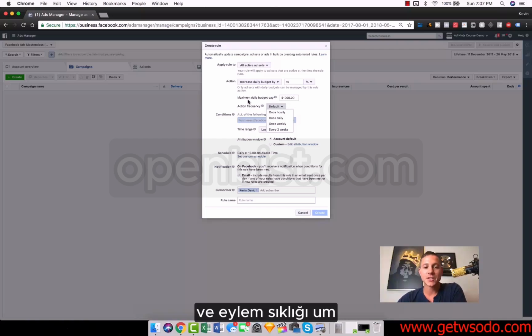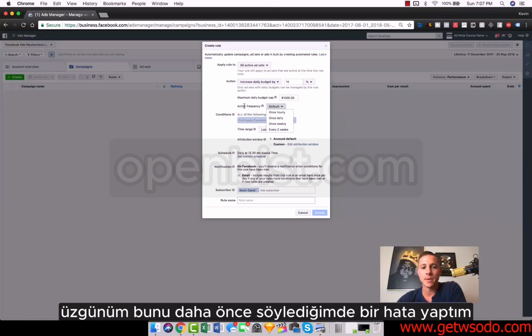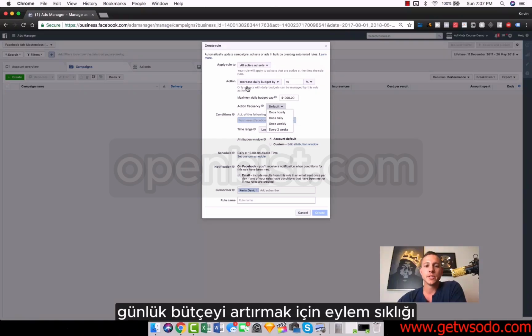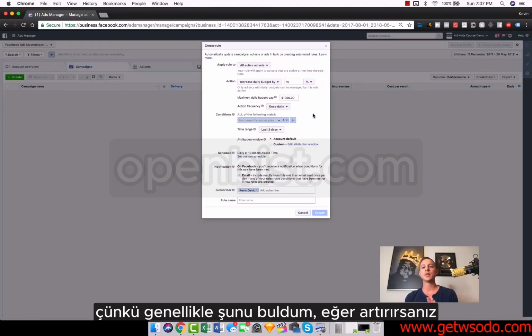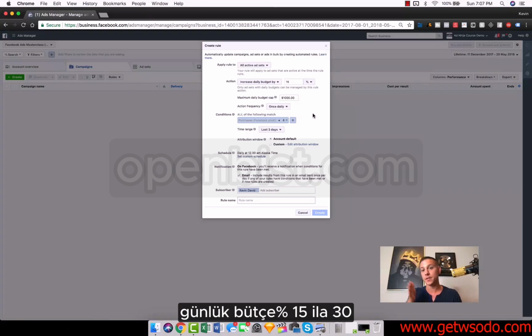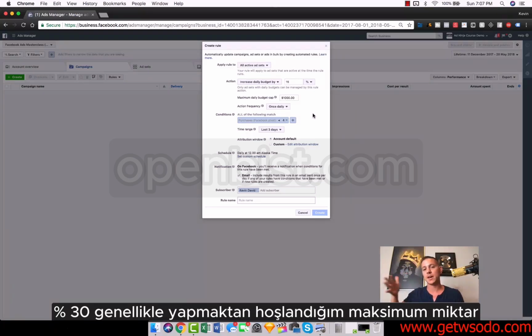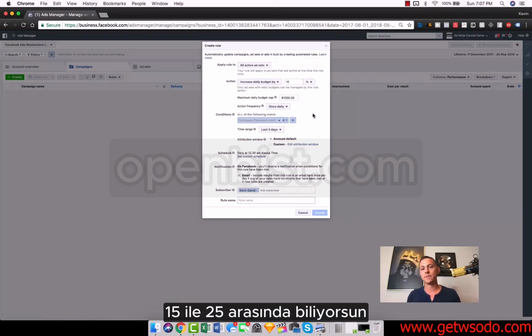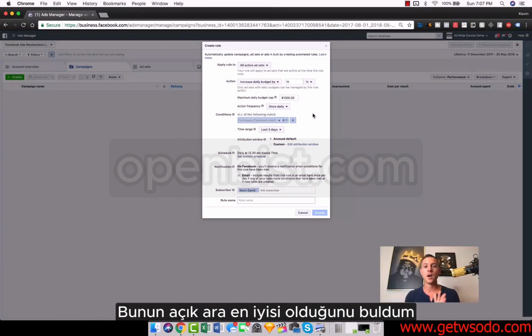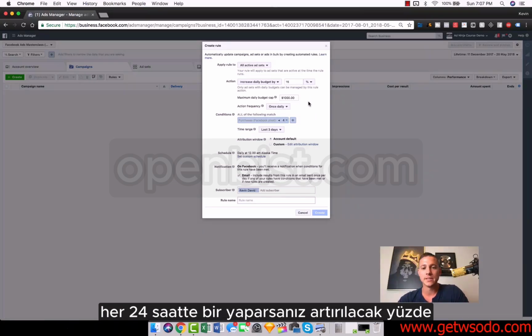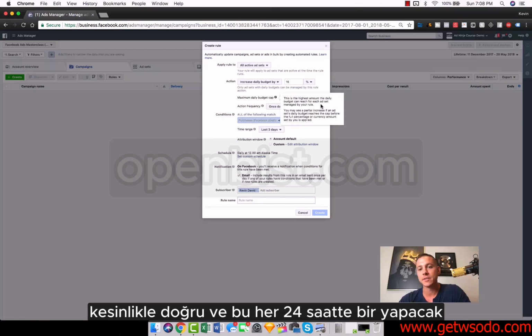And this is such an unbelievably beautiful way to really scale without having to constantly monitor your own stuff. And the action frequency, sorry, I made a mistake when I said that earlier. The action frequency for the increased daily budget, I actually like to do once daily, because I've generally found that if you increase your daily budgets by 15 to 30%, 30% being the max, I generally like to do between 15 and 25. I've just found that that's by far the best percentage to raise it by. If you do it every 24 hours exactly, right? And this is going to do it every 24 hours.